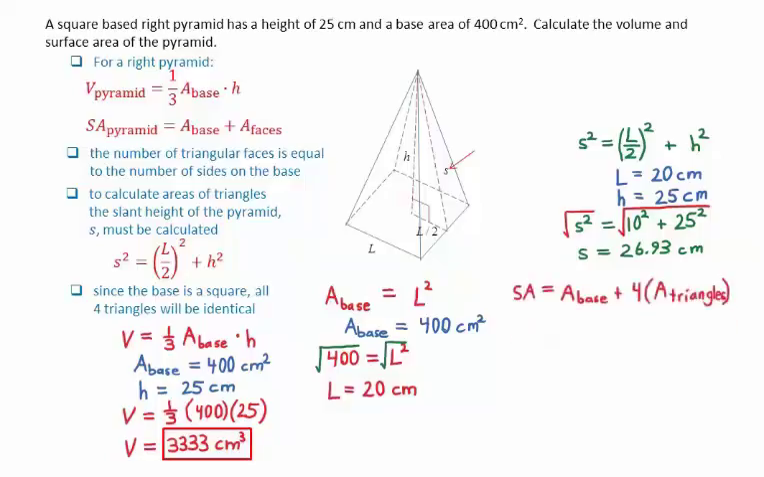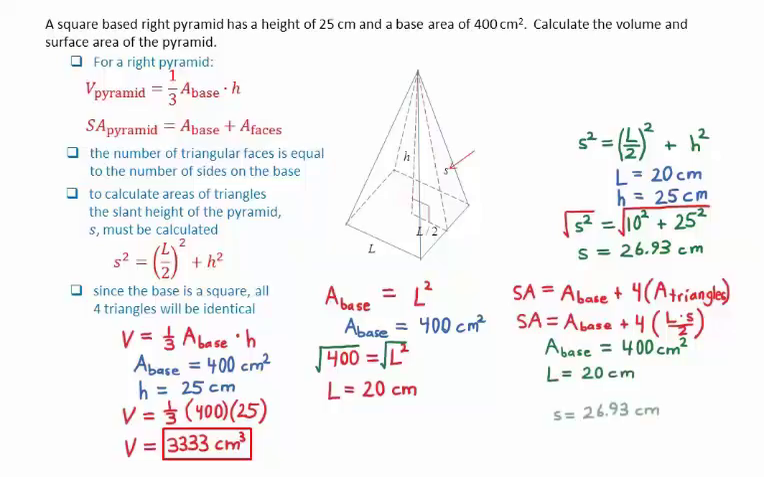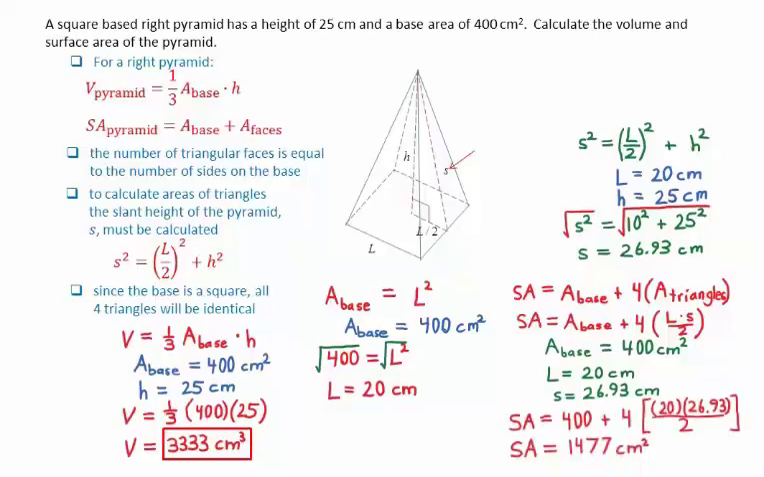We can then calculate the surface area of this right pyramid: the area of the base plus 4 times the area of the triangles. Note that the area of a triangle is simply going to be L times S divided by 2. This is because the L is the base of the triangle and the S is the height of the triangle. The area of the base equals 400, L equals 20, and S equals 26.93 centimeters. Substituting this all into the formula for surface area gives us a result of 1,477 centimeters squared.